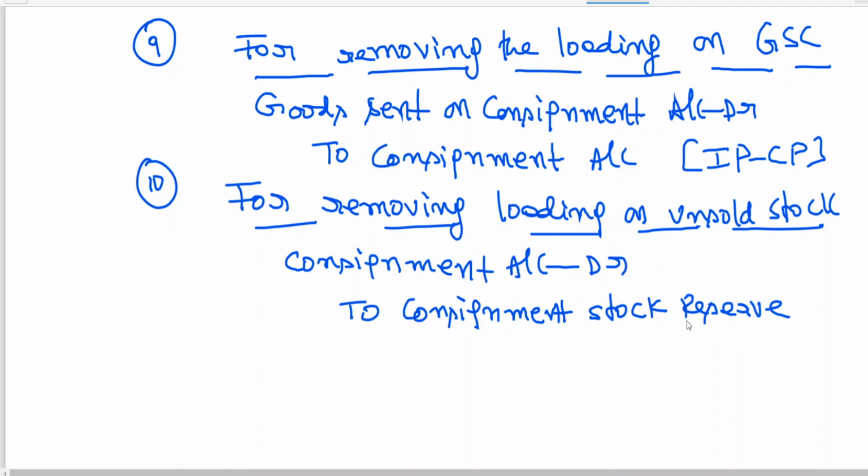Consignment account debtor to consignment stock reserve. Here also, again the same: the difference between invoice price and cost price. For removing the loading on unsold stock, it will appear on the debit side. Consignment stock will appear on the credit side. Loading effect will appear on the debit side.